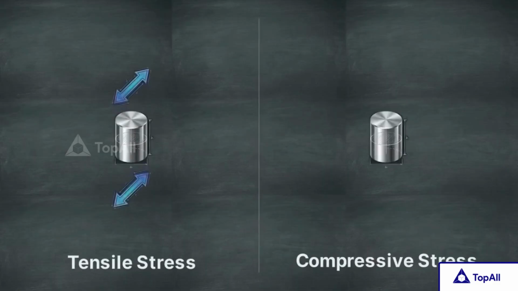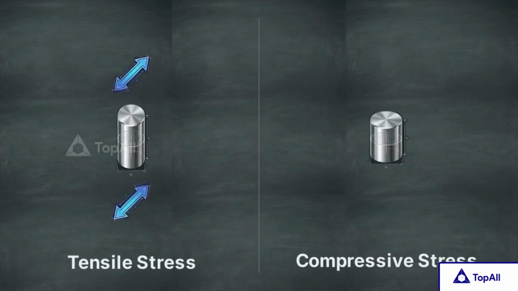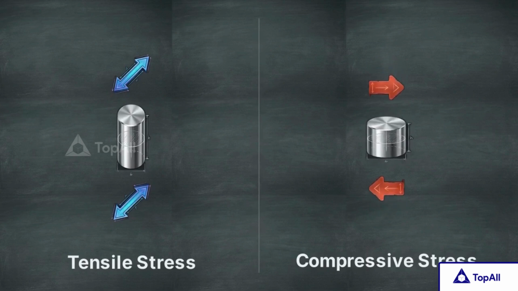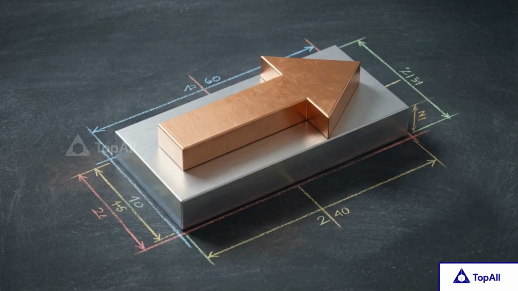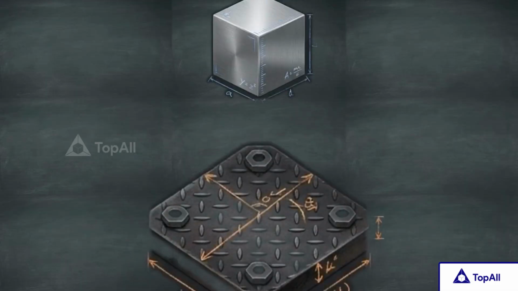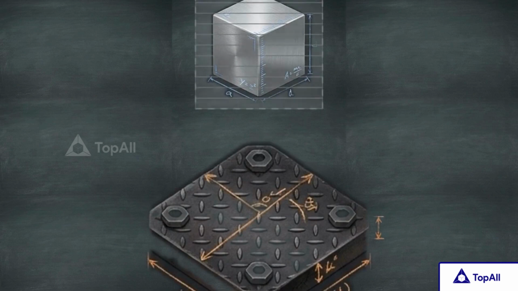Most of these interactions involve tensile stress, which pulls a material apart, or compressive stress, which squeezes it together. There is a third way a solid changes its dimensions. Instead of acting perpendicular to the surface, the force can be applied across it. This is a tangential force. It acts parallel to the cross-sectional area of the body rather than pushing into it.